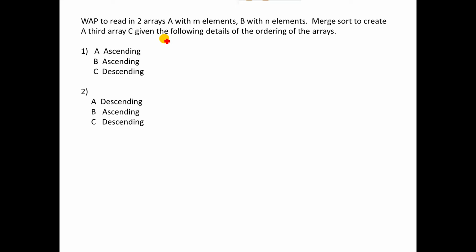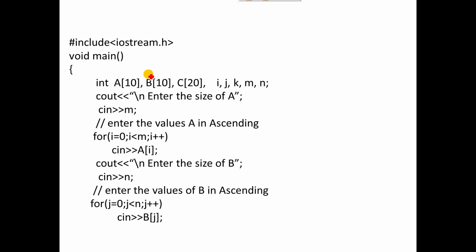Now there are different variations of this. This is a situation where the first array is in ascending order, the second array in ascending order, and the third one in descending order. So for this one, all three arrays are declared, and the size of the third array will be the size of the first array plus the size of the second array. Index for the first array, index for the second array, index for the third array, size of first array, size of second array.